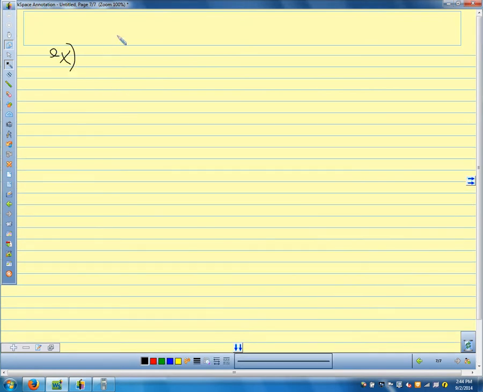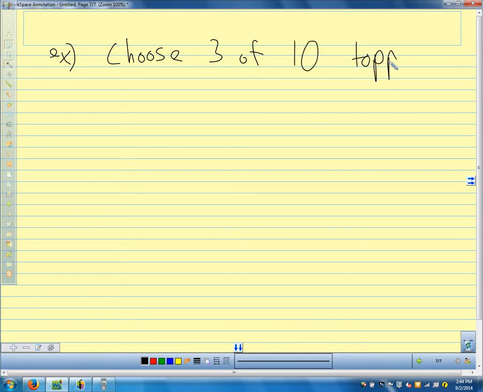So let's say we can choose 3 of 10 toppings for a pizza. So we have a coupon that lets us pick 3 toppings out of 10. How many pizzas can we make? How many different pizzas?